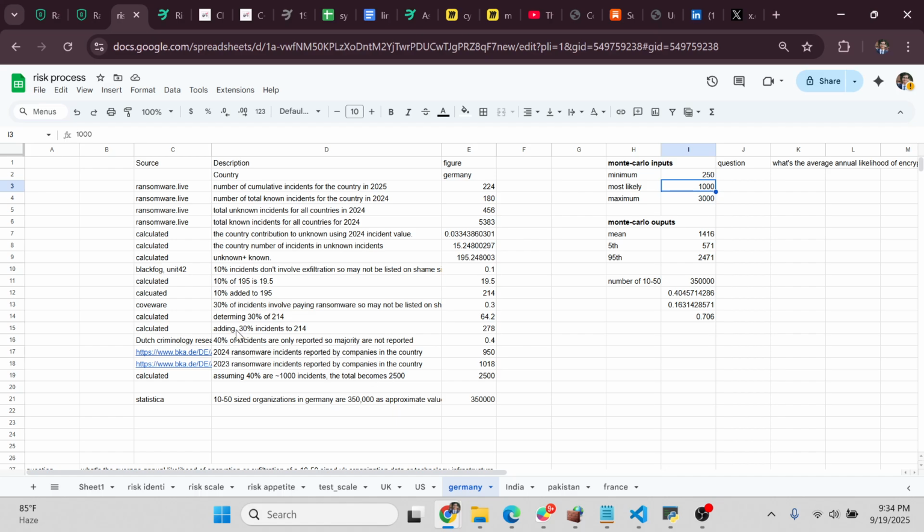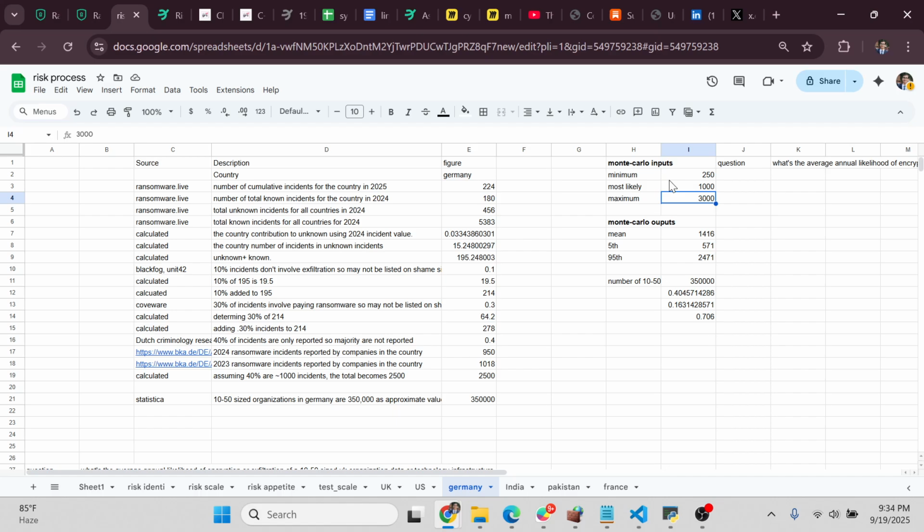Like I said, this is based on research that only 40% of incidents are reported. But according to data, we are using data to do this analysis, so we can confidently say that it's 1000 most likely. And we also have a maximum value, which is derived from the 40% figure. You have 1018, and when you add 60% of that, this becomes, of course, 3000. So these are the inputs to Monte Carlo.